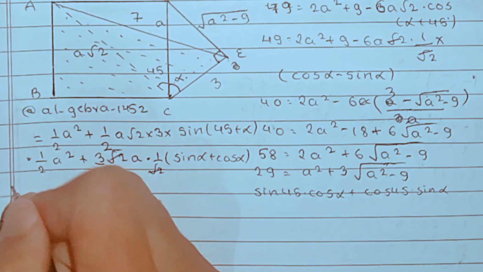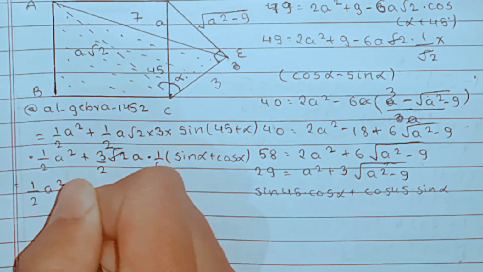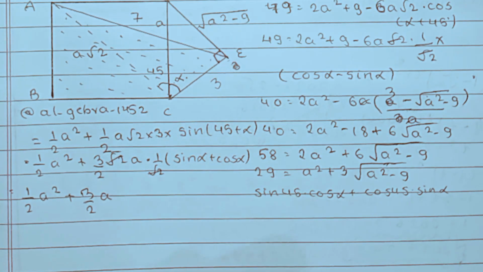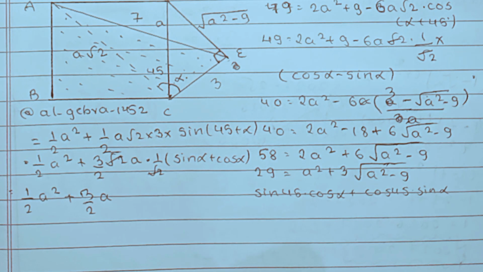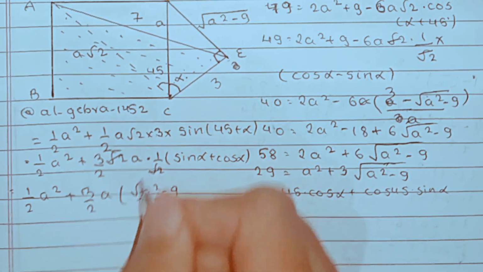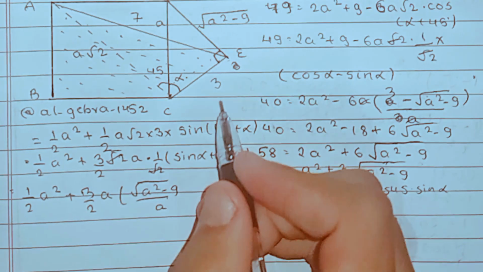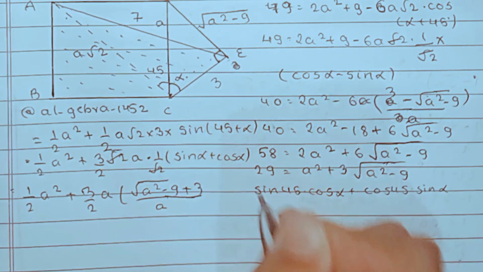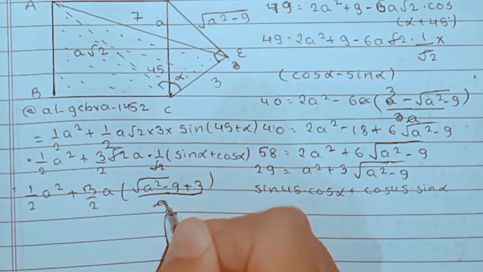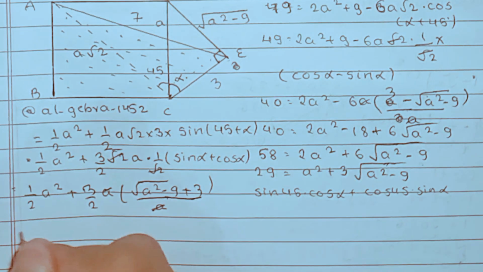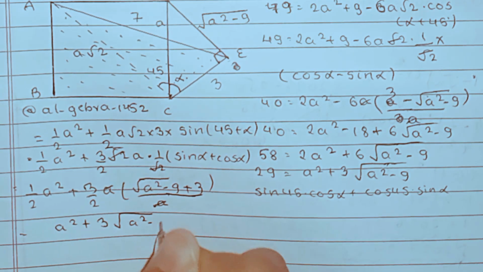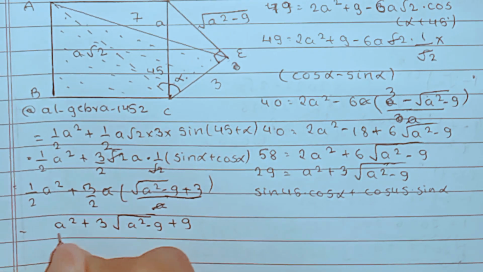So we will get 1 by 2 a square plus 3 by 2 a, and sin alpha will be equal to root a square minus 9 upon a, and cos alpha will be equal to 3 by a. So we can cancel out a, and we get a square plus 3 root a square minus 9 plus 9, upon 2.